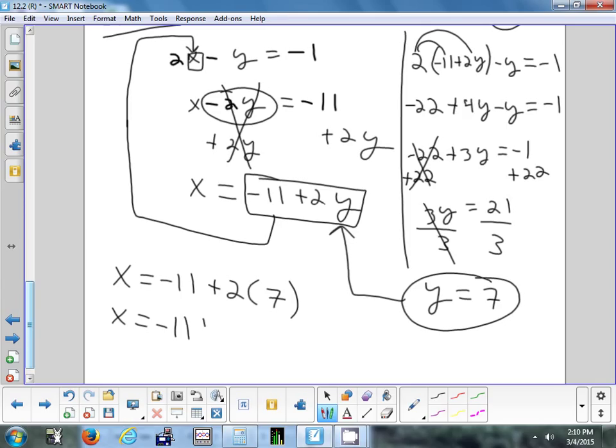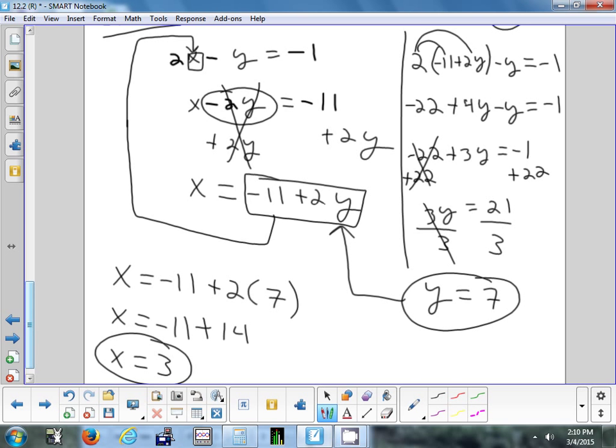Negative 11. What's 2 times 7? 14. And what's negative 11 plus 14? Or think of it as 14 take away 11. 3. Okay, so now you might say, well, why didn't we just do that on the last problem? That still wouldn't have avoided fractions. You still would have had to deal with fractions on the last problem. But that's how I would suggest it. Okay. Any questions on that?